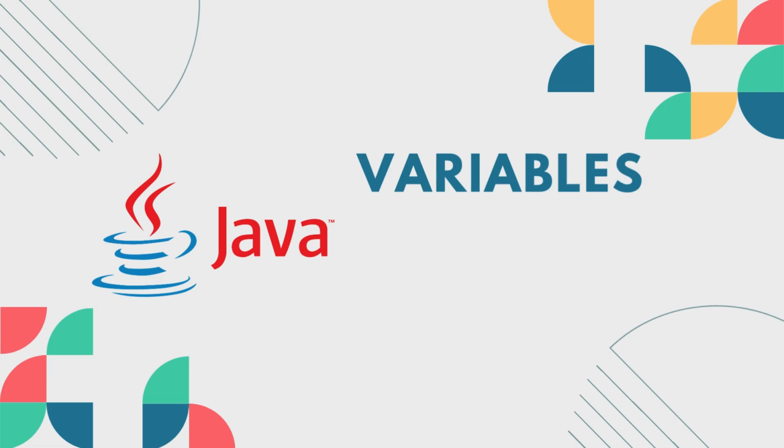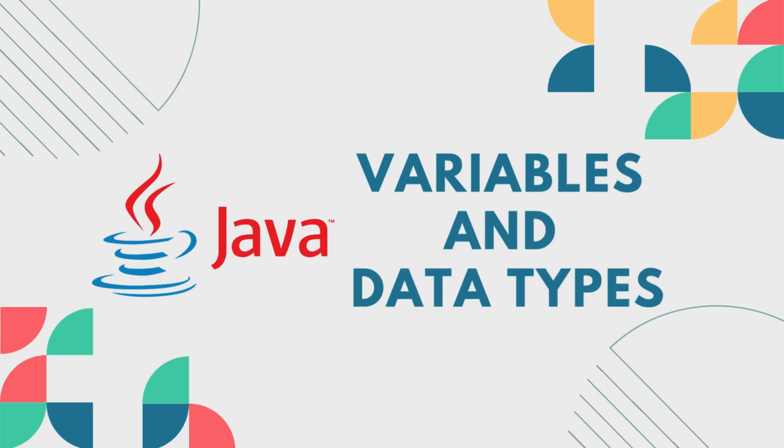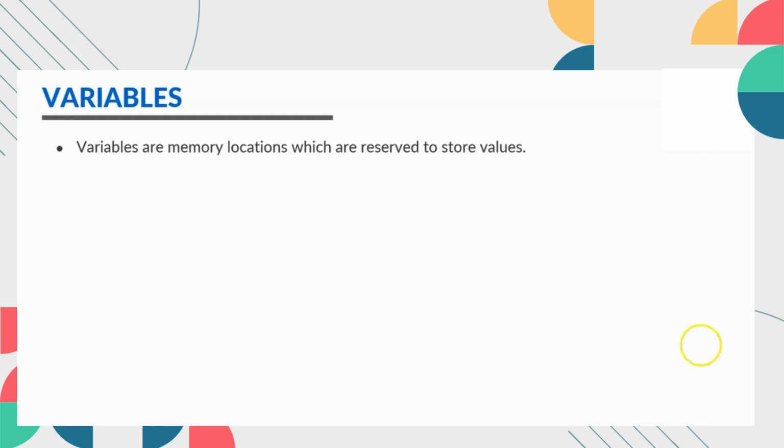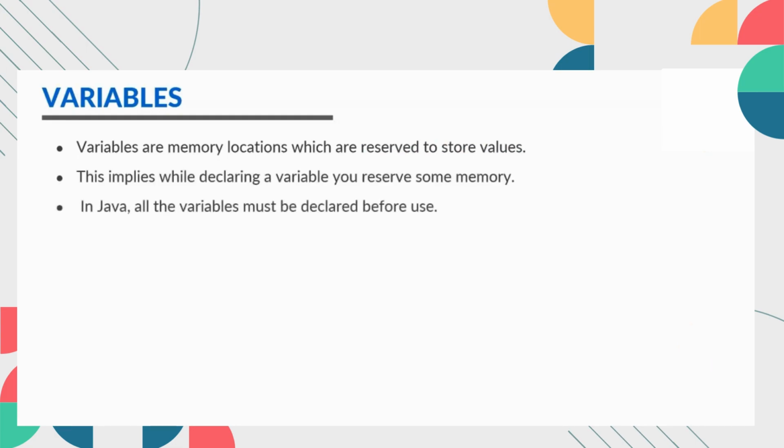Hi there. Today in this session, I will discuss Java variables and data types. A variable is basically a memory location, which is reserved to store values, and those values need to be used throughout the program execution. To indicate the storage area, each variable should be given a unique name, and with the help of that name, that value can be used throughout the program execution.